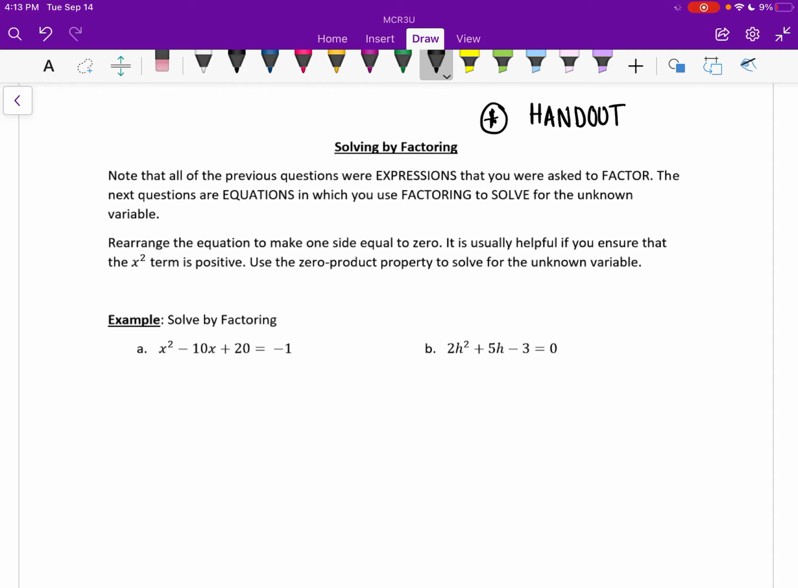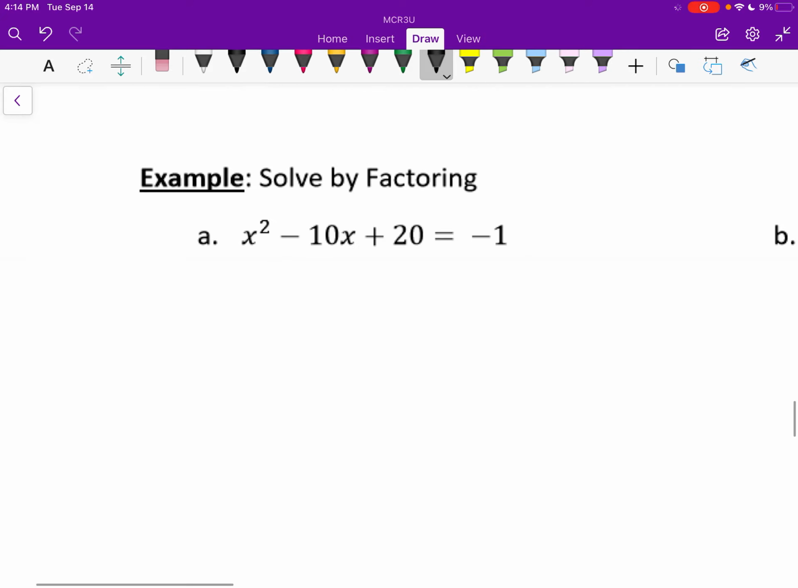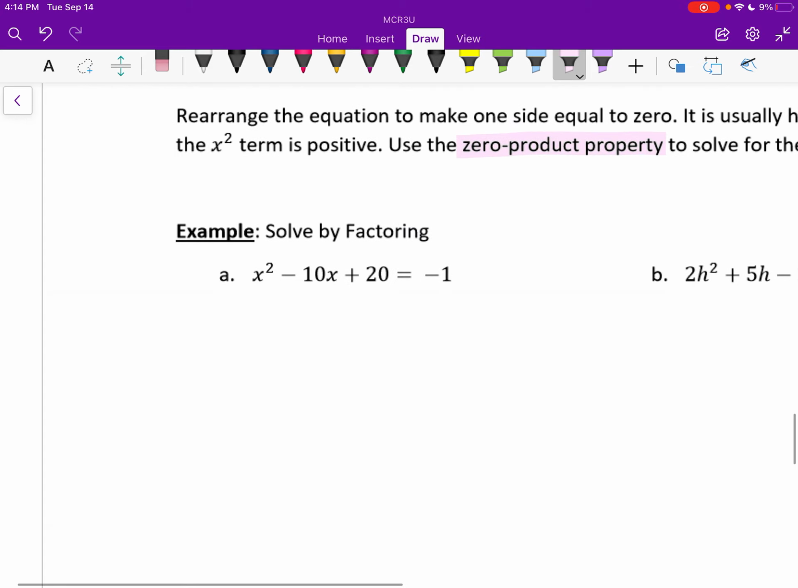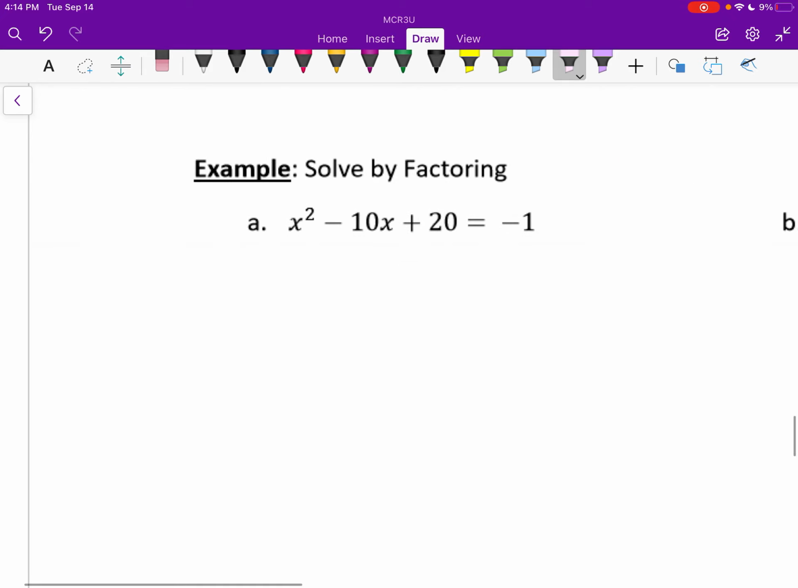So what you can do is rearrange the equation, make one side equal to 0, and it'll help if the x squared term is positive, then use the zero product property to solve for the unknown variable. So I'm going to do that with you right now, and I know you're looking at your supply and saying, oh my goodness, what is the zero product property? I will go over what it is. Once you see it, it will jog your memory and you will remember what it is.